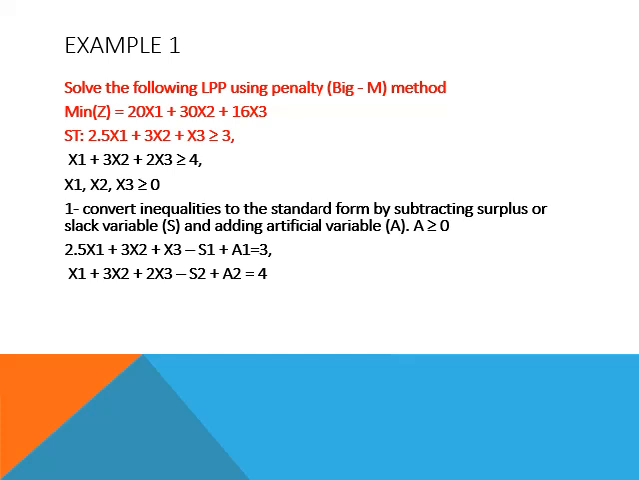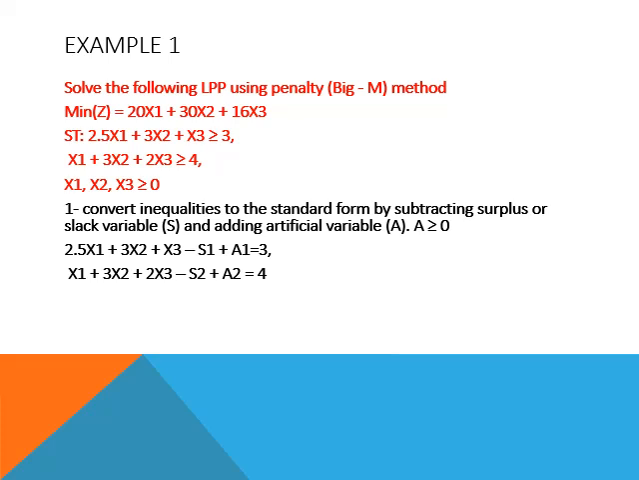2.5x1 plus 3x2 plus x3 more than or equal to 3, and the second constraint is x1 plus 3x2 plus 2x3 more than or equal to 4. The non-negativity condition is x1, x2, x3 more than or equal to 0.